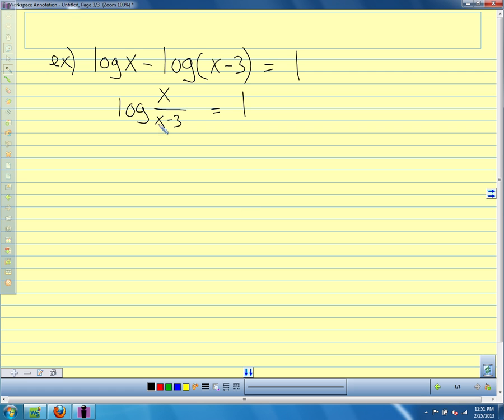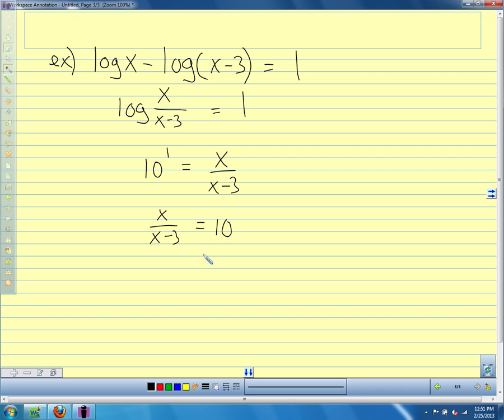Now I have one logarithm on this side. And I can rewrite in exponential form. So I had to use the rules of logarithms on this one. So rewriting this in exponential form, what's my base? When it's not written there, what's the base? 10. So rewriting this in exponential form, I get 10 to the, what's my exponent? 1 equals x over x minus 3. 10 to the 1 is just 10. So I get x over x minus 3 equals 10, just turning it around.